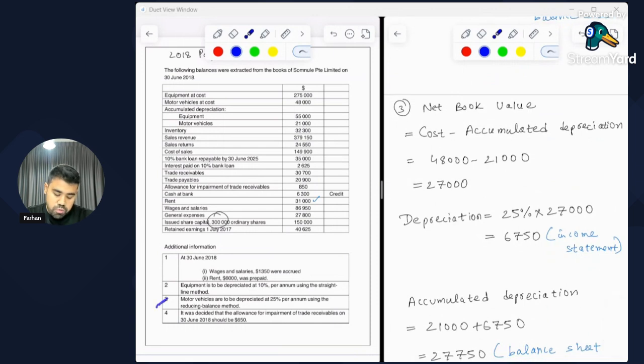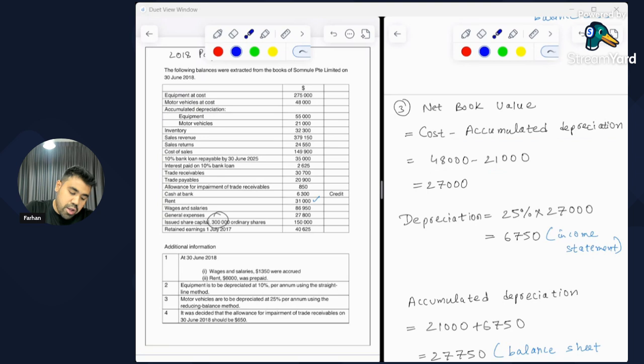Point number 3, motor vehicles are to be depreciated at 25% per annum using the reducing balance method. Now, how do we find the depreciation using the reducing balance method? We first calculate the net book value. How do we calculate the net book value? The net book value is simply the difference between the original cost and the accumulated depreciation. The original cost is $48,000 and the accumulated depreciation is $21,000.